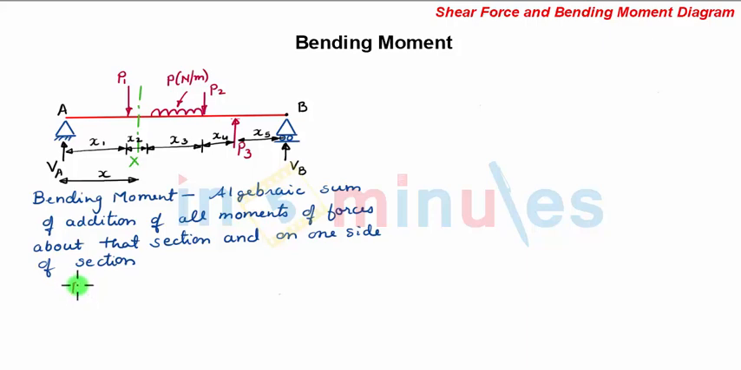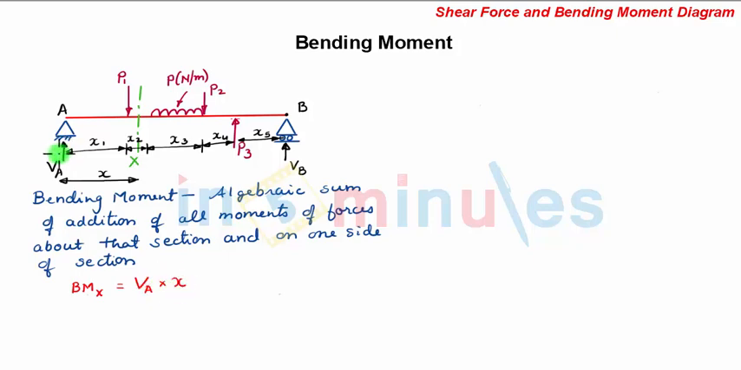So now the bending moment at section X, by considering the left hand side of the section, is first the moment caused by the support reaction VA, which is acting at a distance of X from the section X. So we have moment is force multiplied by distance, so we have VA multiplied by X.